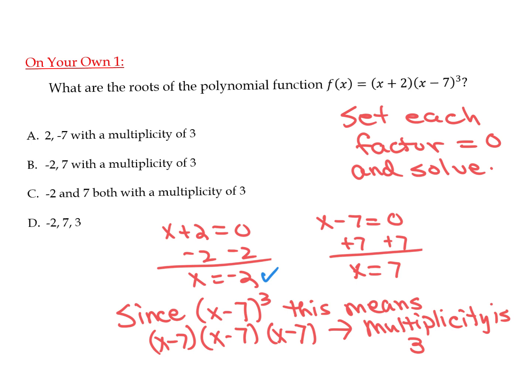So I set that factor equal to 0, x minus 7 equals 0. Add 7 to both sides, and I get x equals 7. Because I have 3 of those, I know that my multiplicity of 7 is 3. So the correct answer would be answer B. I have negative 2 and 7 with a multiplicity of 3.